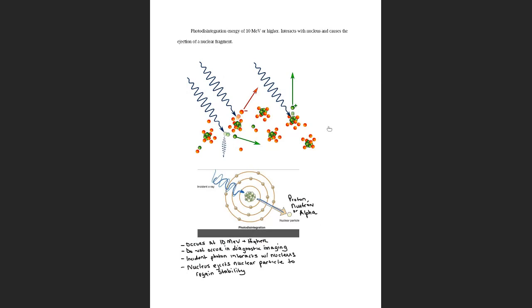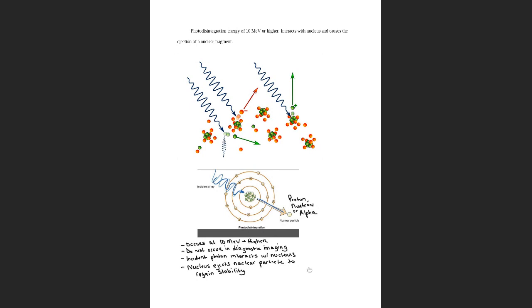So photodisintegration, it sounds scary, right? It actually is pretty scary, I think. Photodisintegration needs an energy level of 10 MeV or more. So super, super, super high energy. The interaction at that level is with the nucleus. So this X-ray comes crashing into the nucleus, and in order for that nucleus to remain stable, it immediately ejects a nuclear fragment. That nuclear fragment can be a proton, a neutron, neutrino. This is where we can get some of that alpha decay occurring. So that's what's happening there.